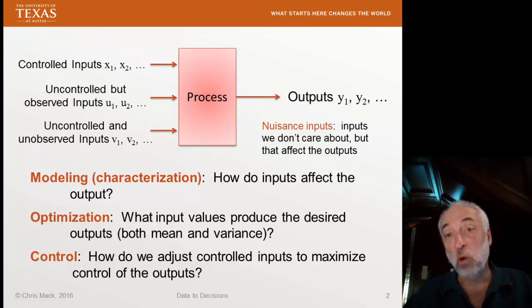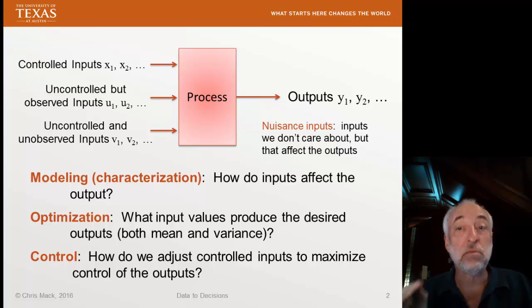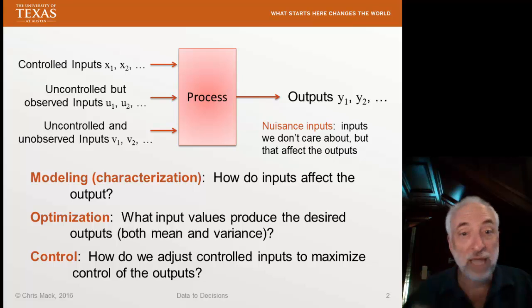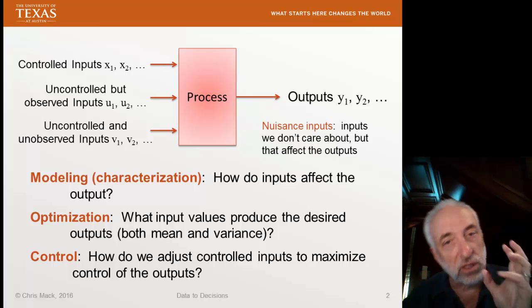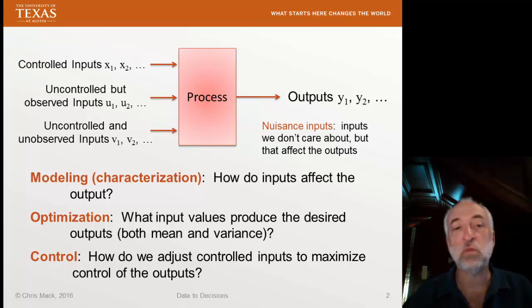Another option is a control option. It's like the optimization in that you're trying to hit a particular output. But in a control problem, that target, the thing that we're trying to achieve, can change. So if our target changes, what changes in the input allow us to move the output to its new target value? That's the process of control. And how we deal with characterizing this process depends on which of these types of characterization and modeling we're trying to achieve. What's our goal?